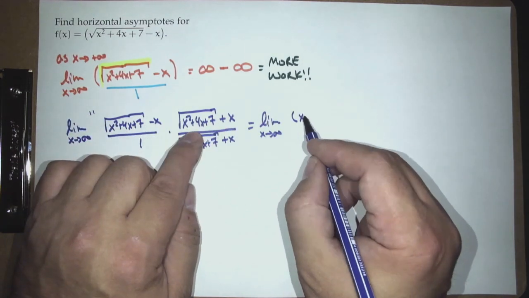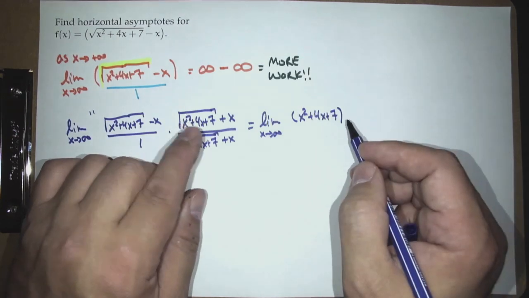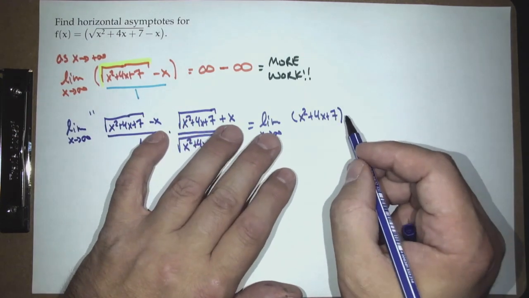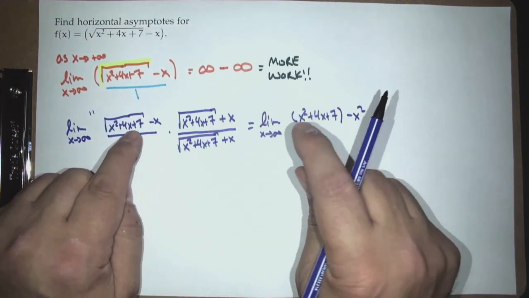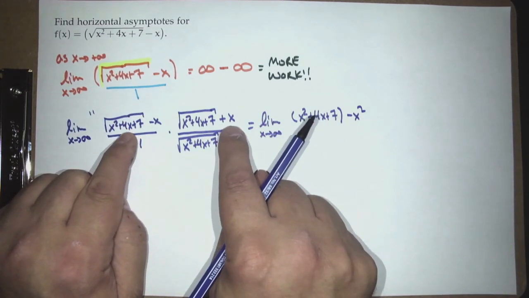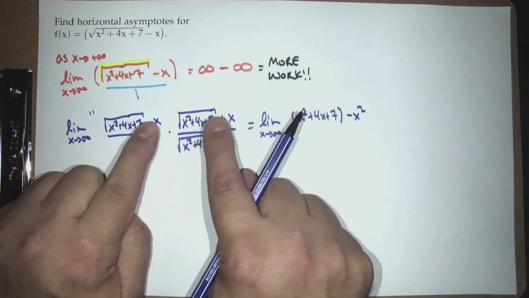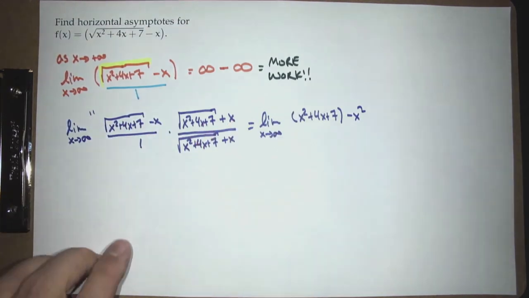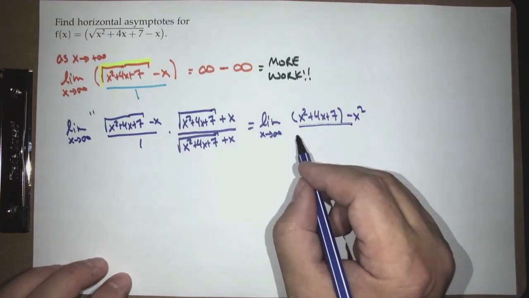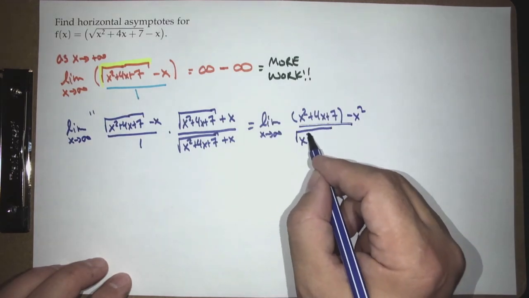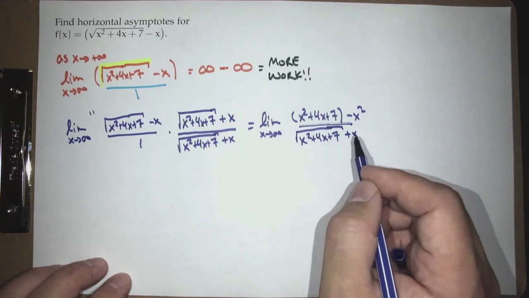You get rid of that square root, it becomes x squared plus 4x plus 7. And what happens to the last terms? Minus x squared. What about the other terms? Well, they cancel. That's by design. This and that, these two pair of terms, are exactly the same but opposite signs, so they cancel each other. All right, downstairs, well, it's the square root of x squared plus 4x plus 7 plus x.